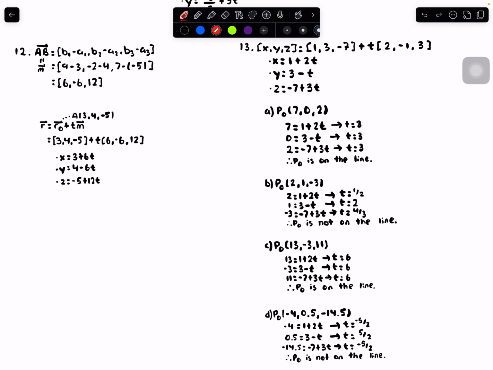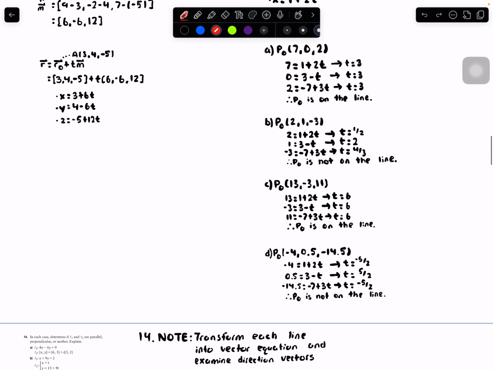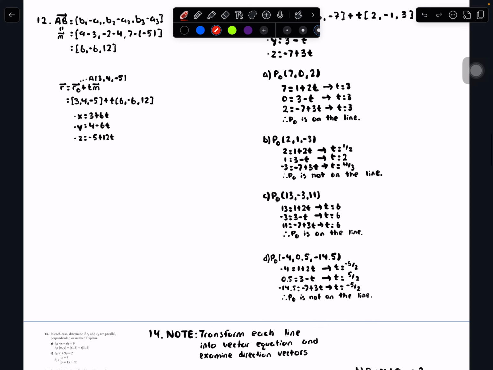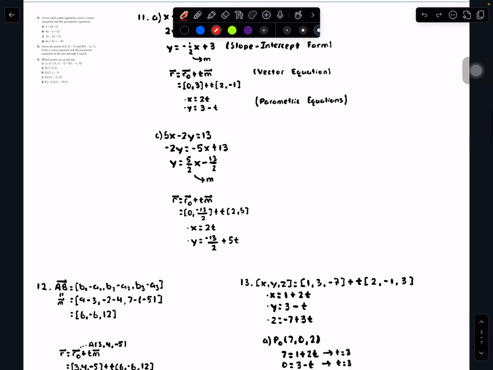Part C, same deal. Plug in the point's components into the parametrics. Solve for t. I get the same t value. So that means this is on the line. And finally, for part D, I check to see if the t values are the same. In this case, only the y parametric differs, I get 5/2 instead of -5/2. So this differs from its two companions, x and z, meaning it's not on the line. The difference was a negative. Okay, perfect. So that's question 13.